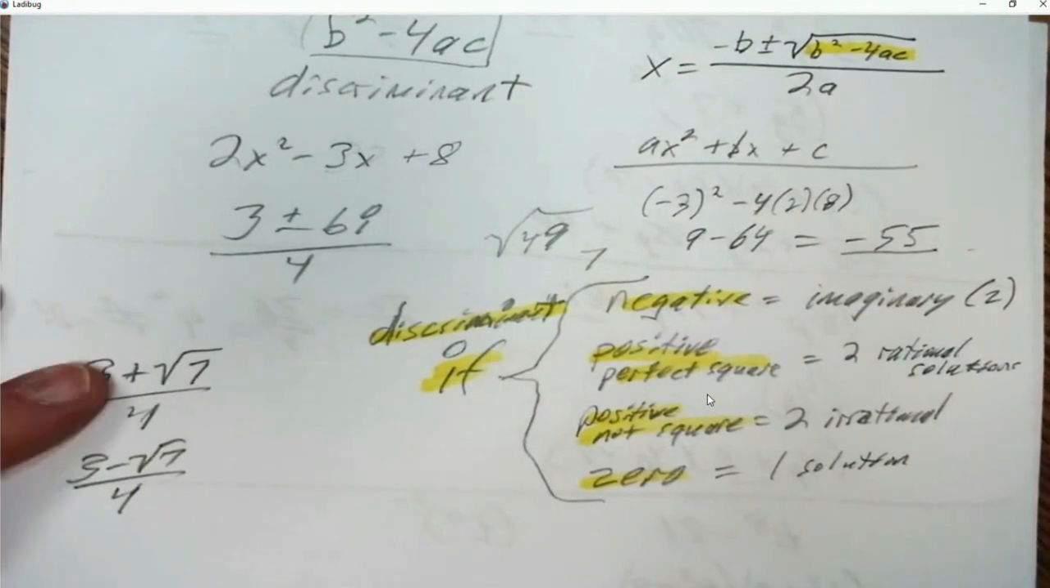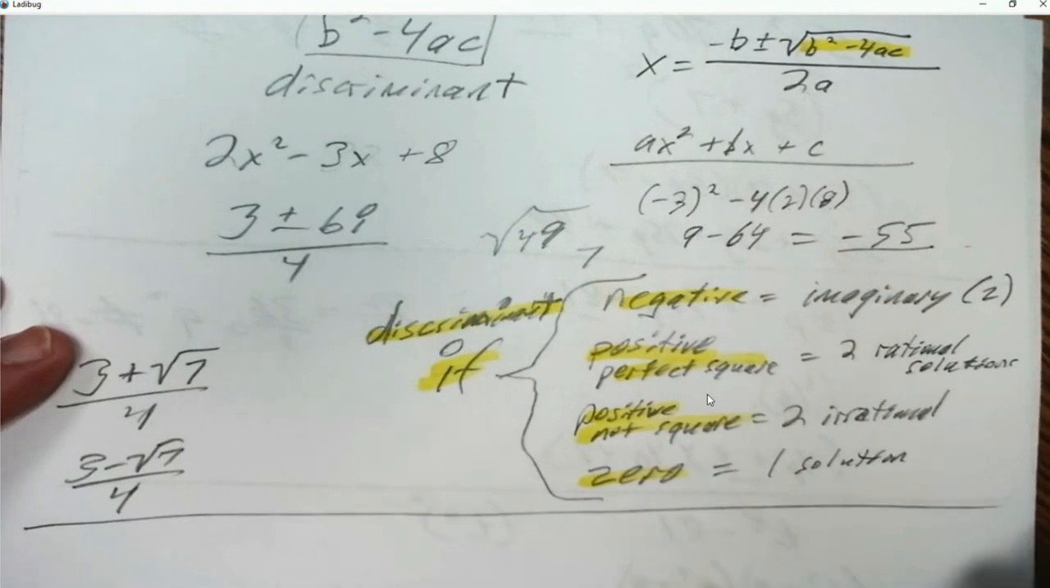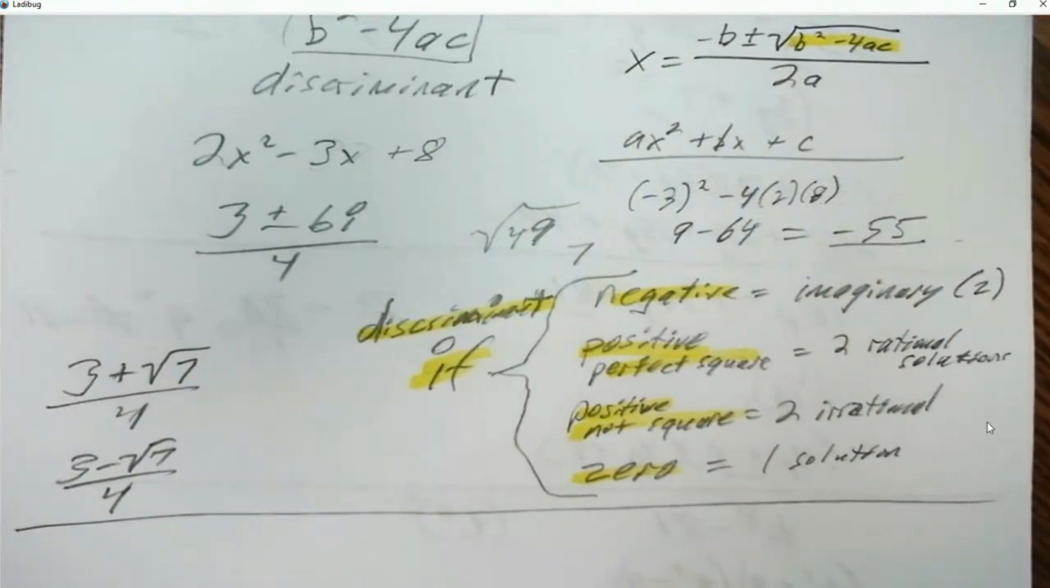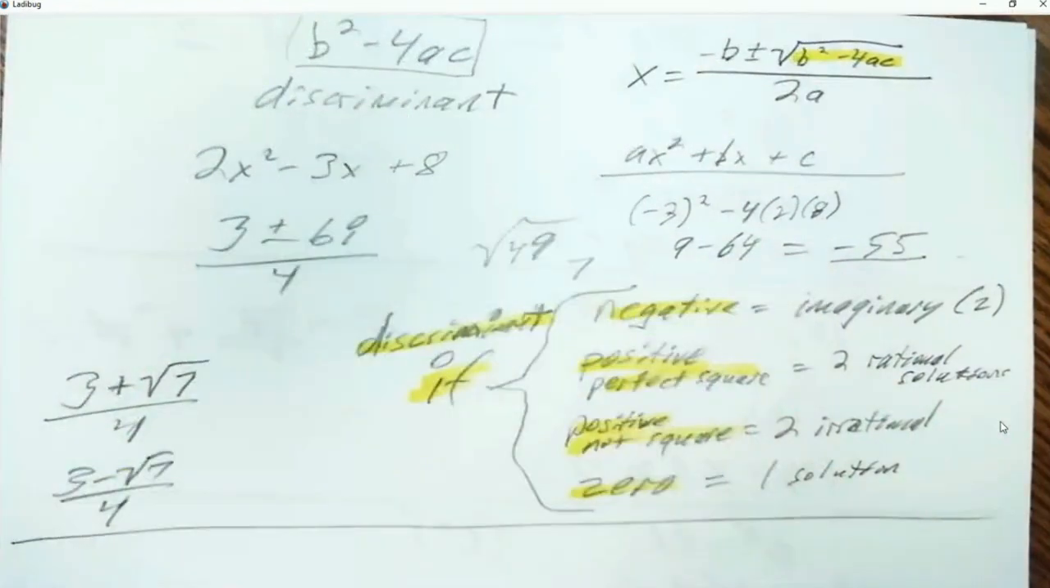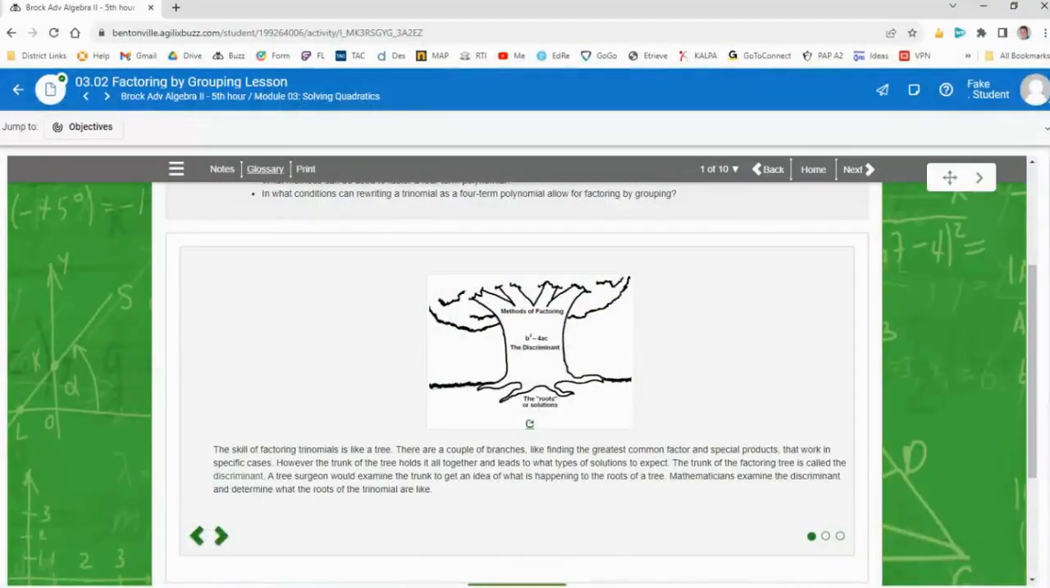So that's what they want us to pay attention to when factoring a quadratic, is that the discriminant tells us a lot, that b squared minus 4ac. And that's what this paragraph's talking about, the roots, the discriminant.